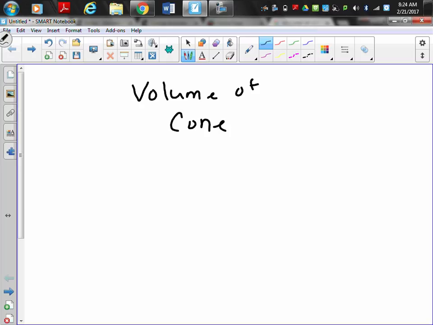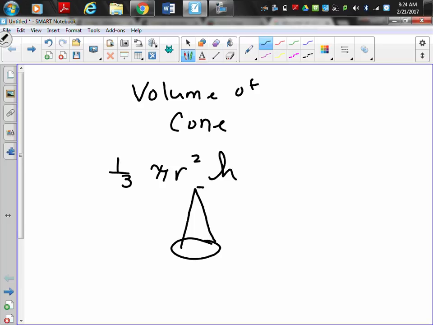Volume of a cone: one third pi radius squared height. Alright, so if we have a cone, and it's something like this, from the very tip of the cone straight down is your height.